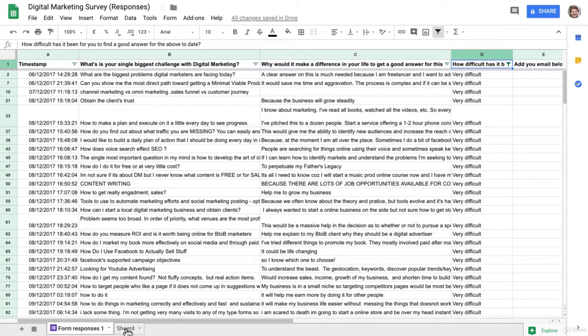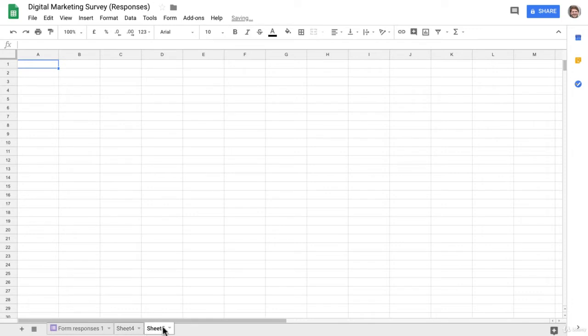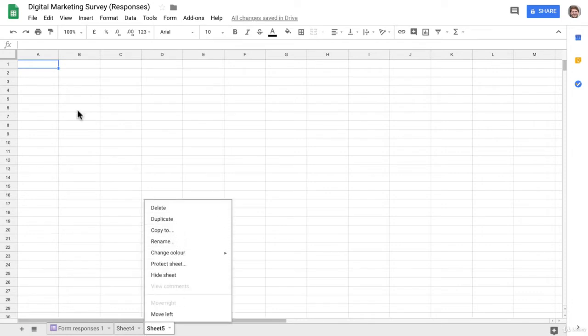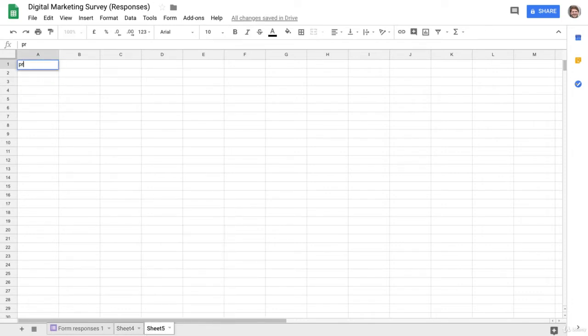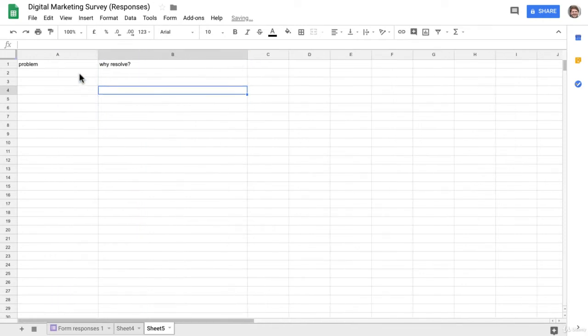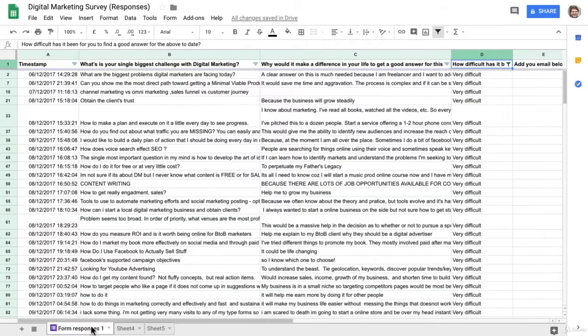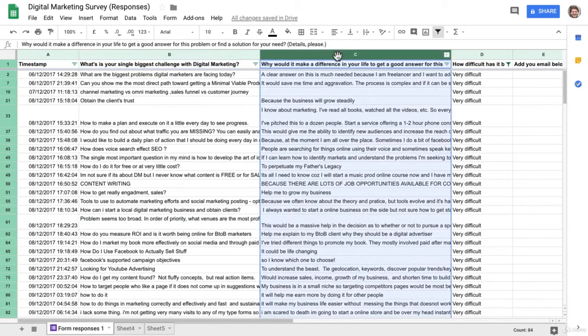Now, the next thing you want to do is go ahead and open up a different tab here. You can just add that like that. What we're going to do in this tab is just write down problem and why resolve it. So these are the two important things that we want to get out of this survey when we look at it. We want to know what the problem actually is and why it's going to be important for them to resolve it. So that'll really come from these two columns.